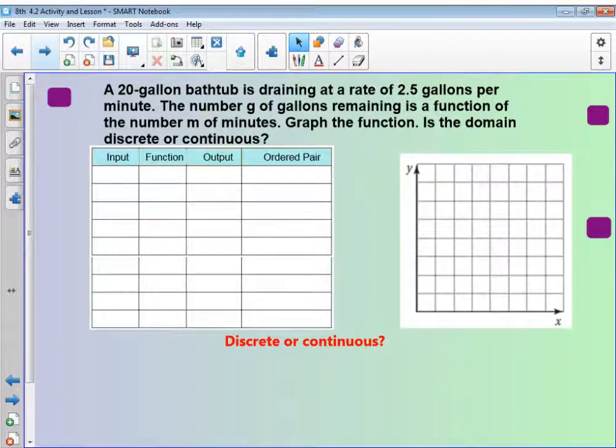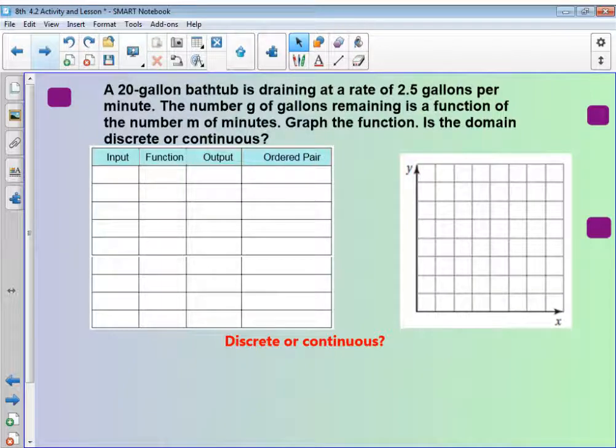Okay, so here we have a 20-gallon bathtub that's draining at a rate of 2.5 gallons per minute. The number of gallons G remaining is a function of the number of minutes M. Graph the function. Is the domain discrete or continuous? So our domain is our x values, and we're going to drop 2.5 gallons per minute.